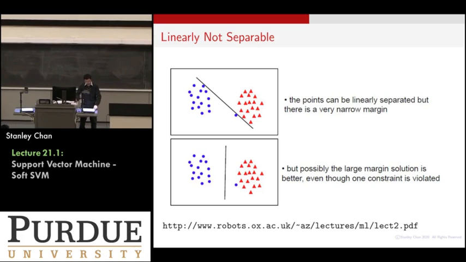And what is good about this diagram here? The good thing about this decision boundary is that the margin is a lot bigger than in the previous case. You're paying the price of one misclassified sample point, but you're gaining margin for all the other sample points. So that is something we want. So how do we achieve this goal? That goes to the discussion of the soft support vector machine.